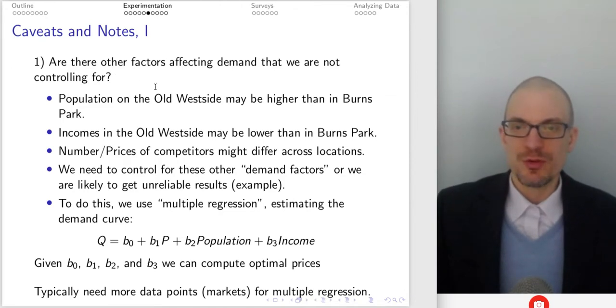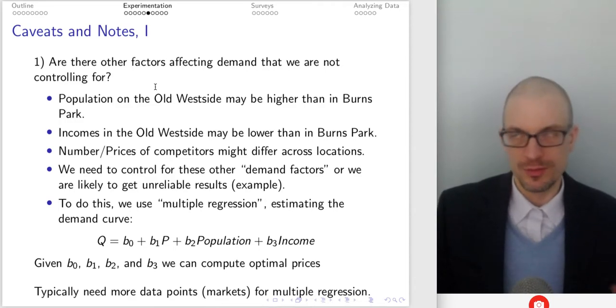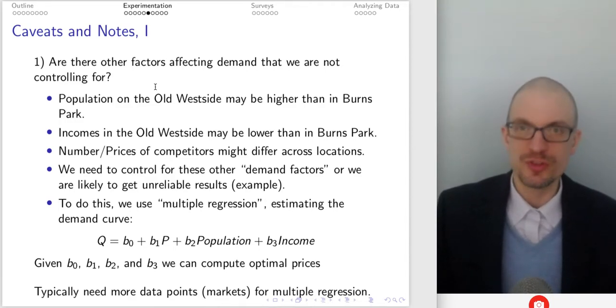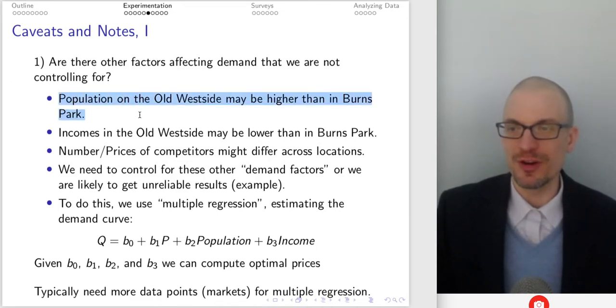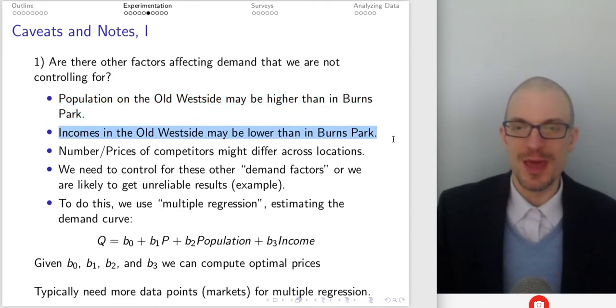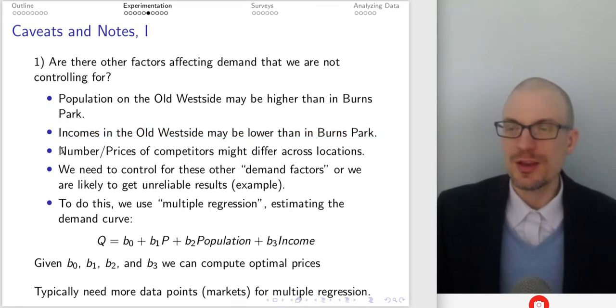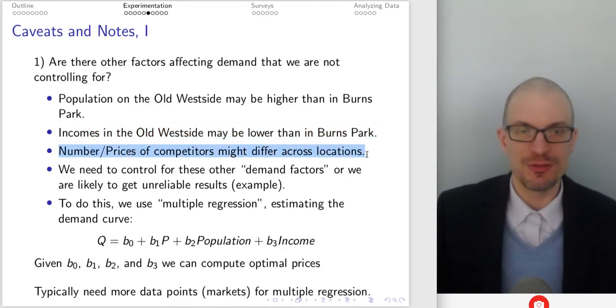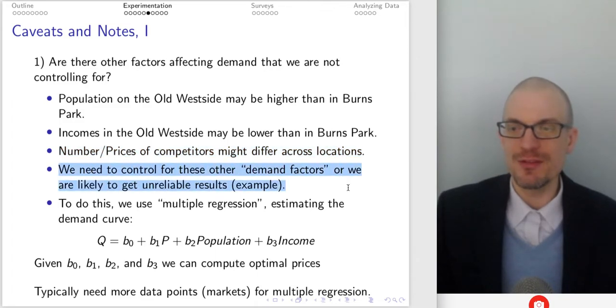So the other thing we might worry about is unobserved factors. So here we're assuming that the only difference between the two regions was the price. That's probably a bad assumption, right? So population might be different. Population's a demand shifter, number of buyers. Income's a demand shifter, right? Depends, do you have a normal or an inferior good? Number and prices of competitors might be different, right? Substitutes and complements. So we'd have to control for these other demand factors, otherwise we can't trust our results.